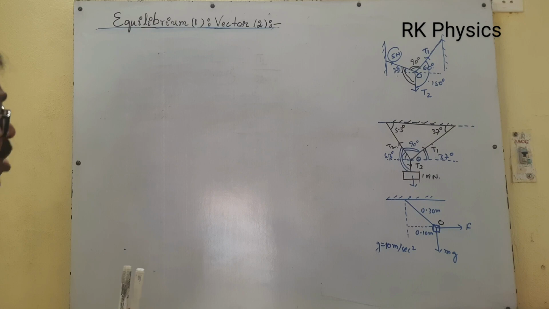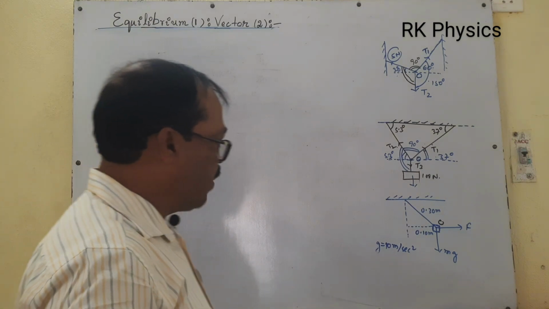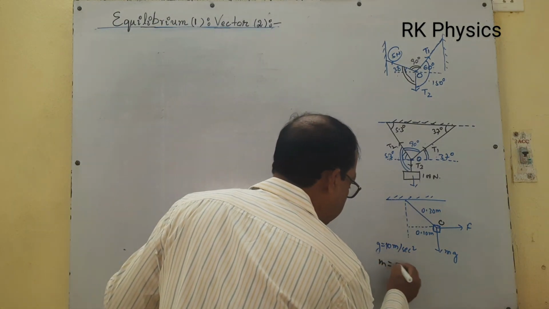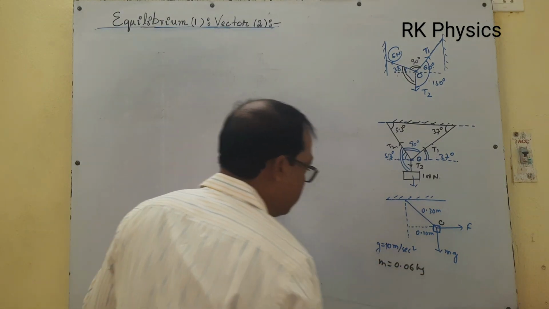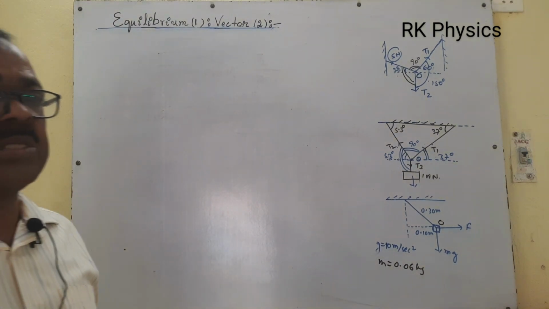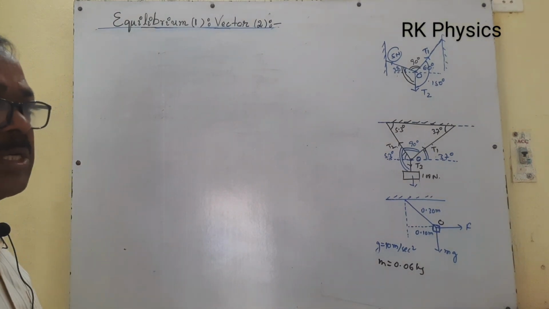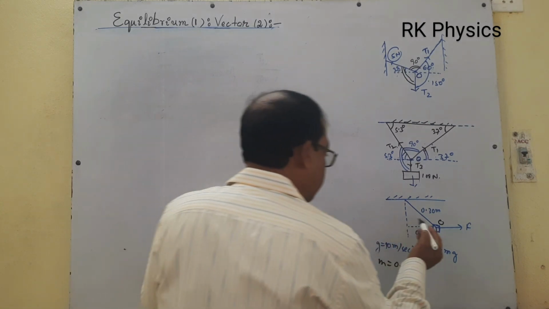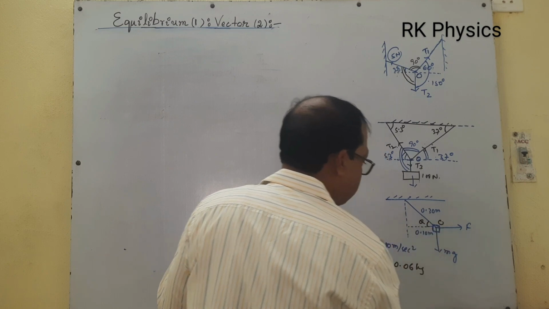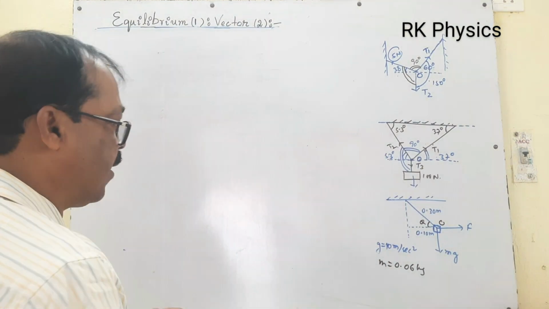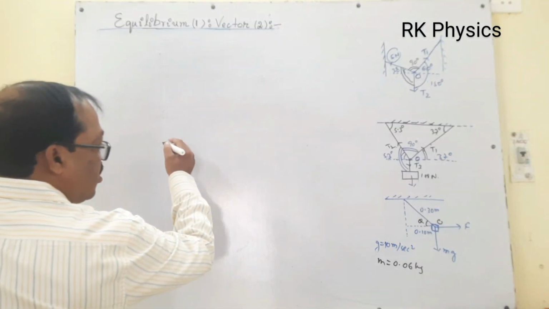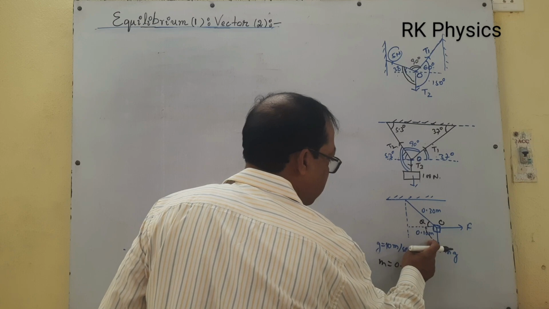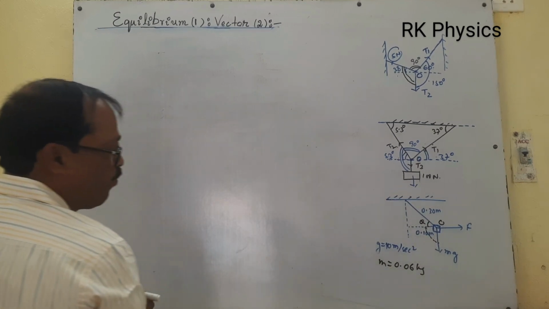The mass of the object is m. Suppose the mass is 0.06 kg. Assume g, the acceleration due to gravity, is 10 meter per second squared. Now how can you find it? This is your angle theta. This angle is 90, and this is your F.